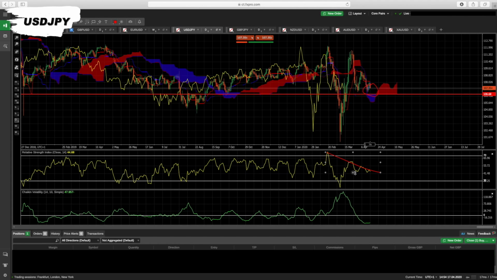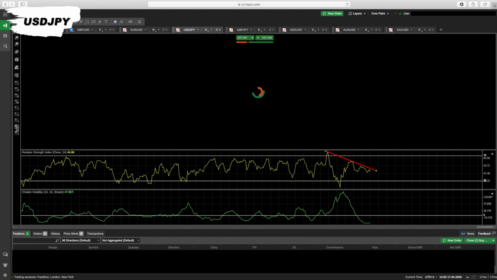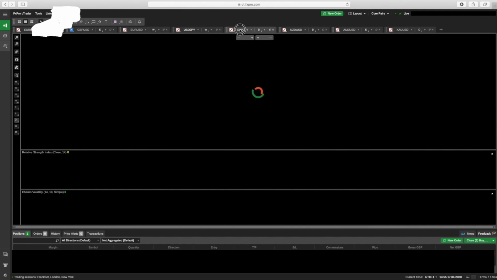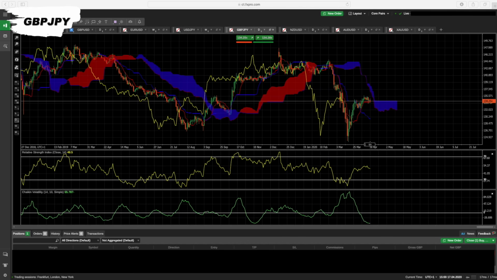Now we will keep tabs on this pair and see how the fundamentals play out in the week. But for the time being, I mean, nothing has changed much. We'll jump back up to the weekly and move on to the next pair, which will be our GBP yen. So on to the GBP yen.